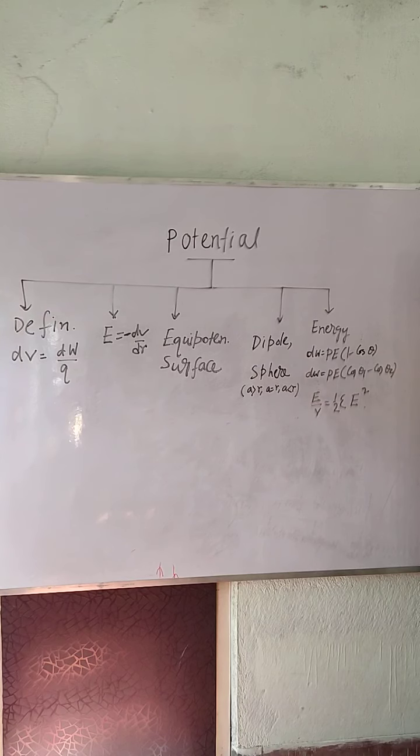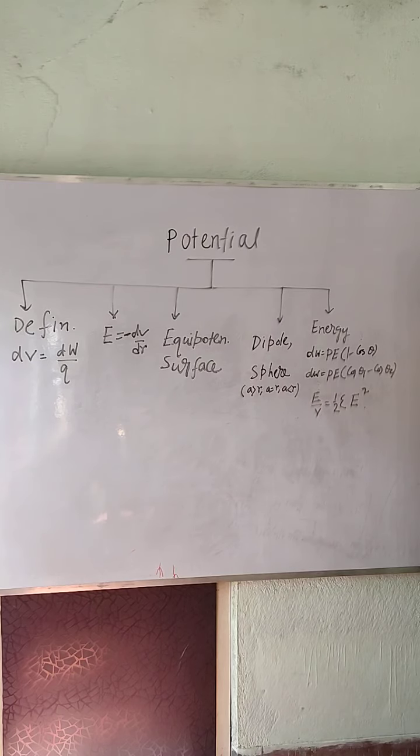First, we must know the definition of potential, then the relation between the potential and the electric field, then what an equipotential surface is, then we must calculate the potential for a dipole. Similarly, what we have done for the electric field, the potential for a sphere: inside, outside, and on the sphere, and also the energy of a dipole placed in an external electric field, and also the energy density, E by V. I have lastly mentioned that E by V is equal to half epsilon E square.